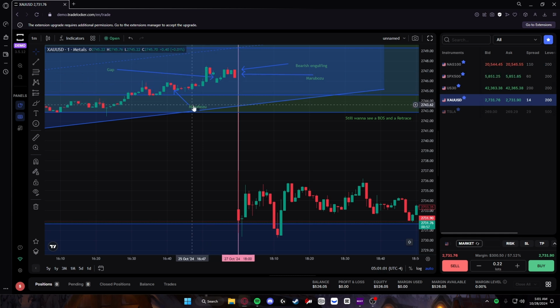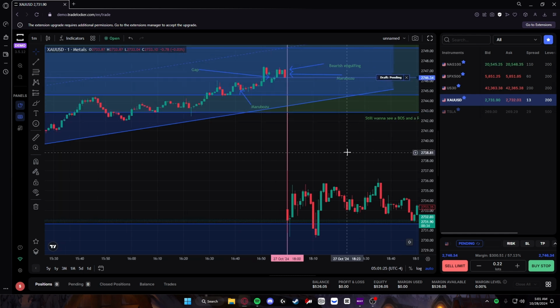I noticed a gap, Marubozu. I noticed a bearish engulfing, and then followed by another Marubozu, and that means that the signal is even greater, right? So what I did was just do this pending. I put my stop loss, right, like I put my entry right here, right?